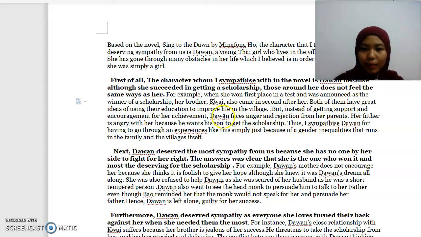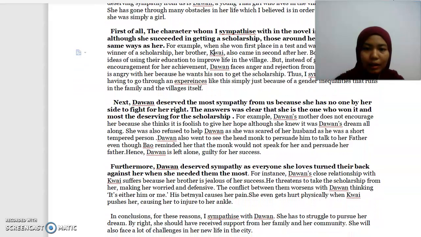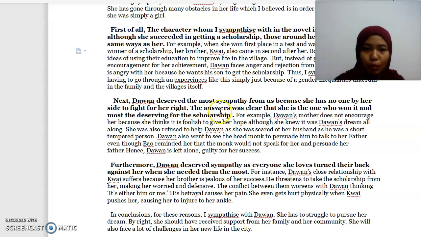That's why I mentioned that she faces anger and rejection from her parents, mostly from her father, because he wanted his son to get the scholarship instead of her. He believed she was simply just a girl, and that a girl doesn't actually succeed in life. You could put that as well as evidence in the novel. So that's that, and then I mentioned why.